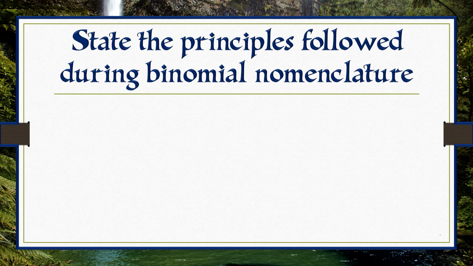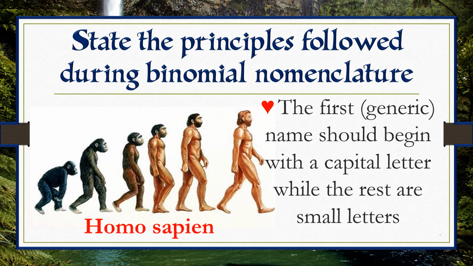State the principles followed during binomial nomenclature. The first, which is the generic name, should begin with a capital letter, while the rest are in small letters. For example, man is Homo sapiens. Homo is the first generic name, so it begins with a capital letter, capital H, and the others are in small letters.